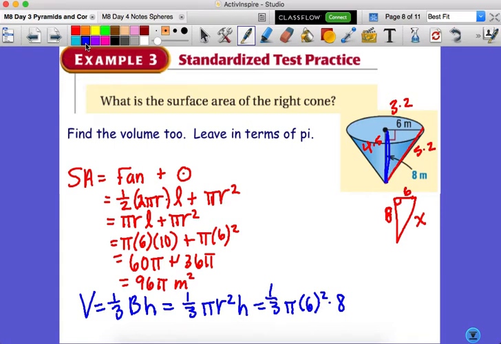And again, if I'm leaving this in terms of pi, I'm not going to type pi in my calculator, but I'm going to type all of the other components, and I end up with 96 pi meters cubed.